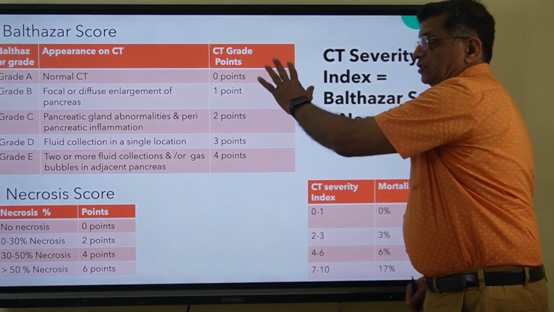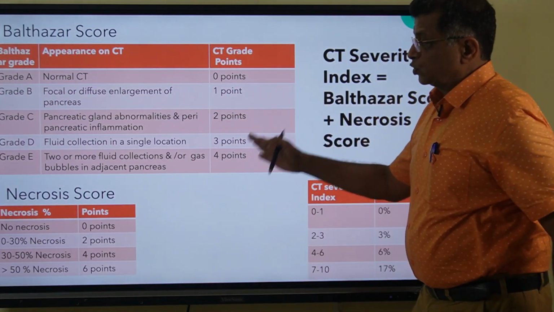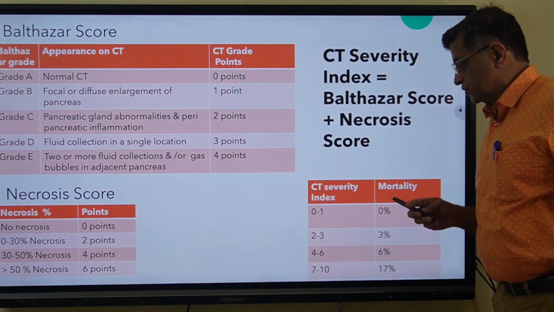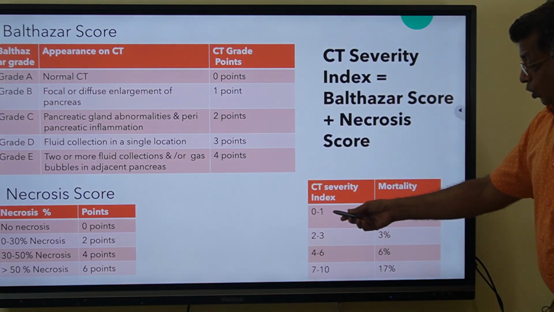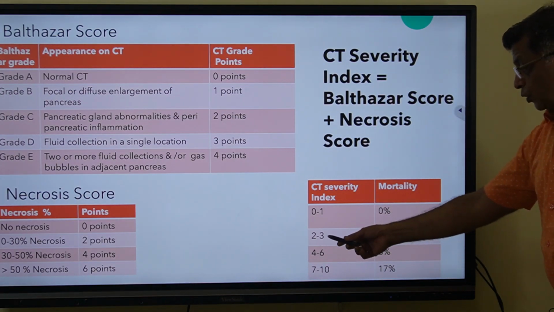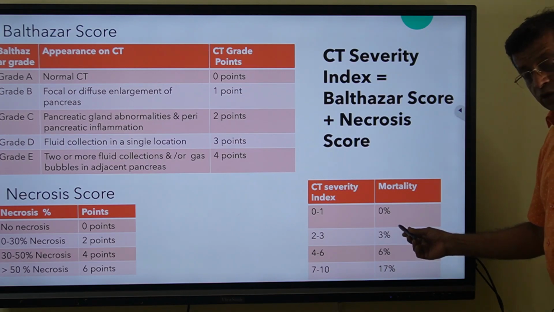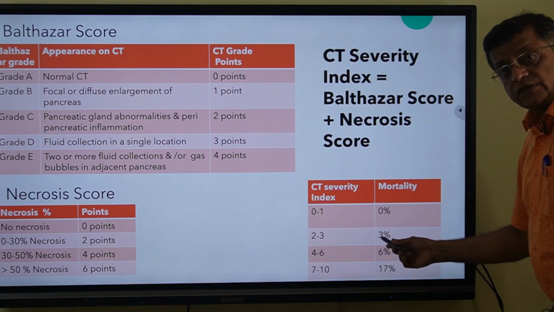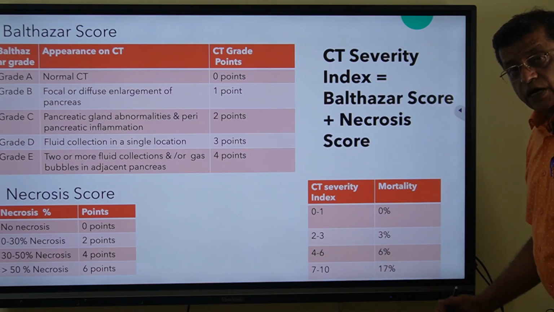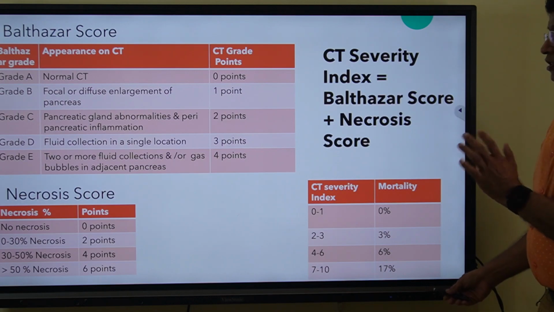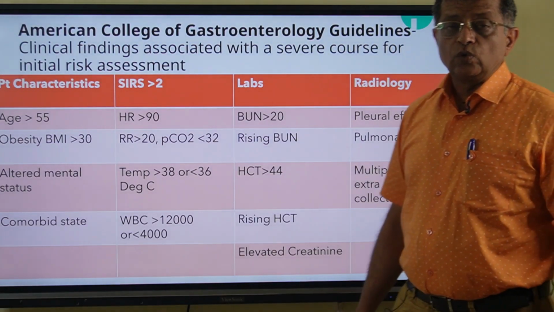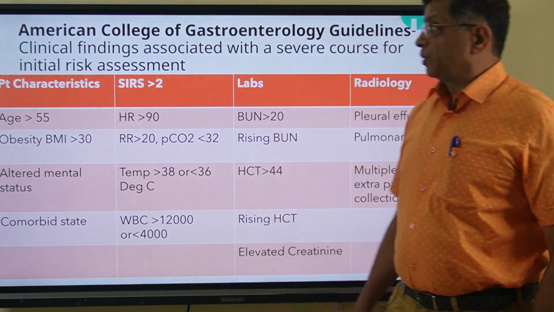When you get these points from the Balthazar score and necrosis score, you add them to get a CT severity index. If the total points are 0 to 1, then the mortality is 0. If total points 2 to 3, mortality 3%. Total points 4 to 6, the mortality is 6%. And if the total points are 7 to 10, the mortality is very high, 17%. So this is also used as a criterion to mark the severity of acute pancreatitis.